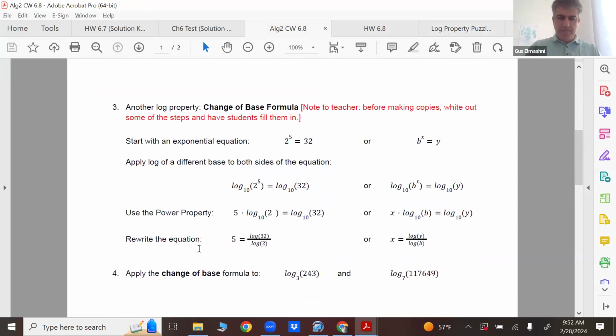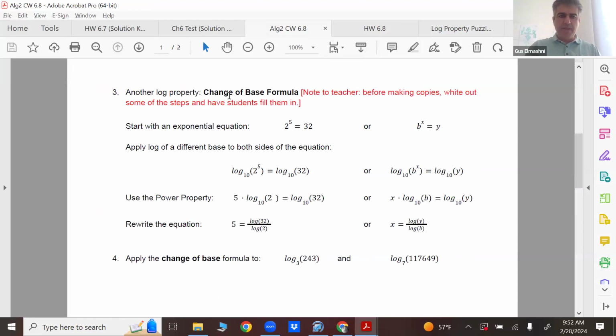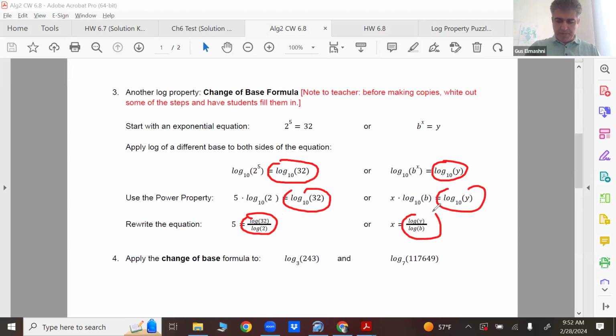Here, again, I'm going to have you guys fill out the things that are blacked out, and I'll explain what's happening so you understand what's going on. This is called the change of base formula. Okay, change of base formula.